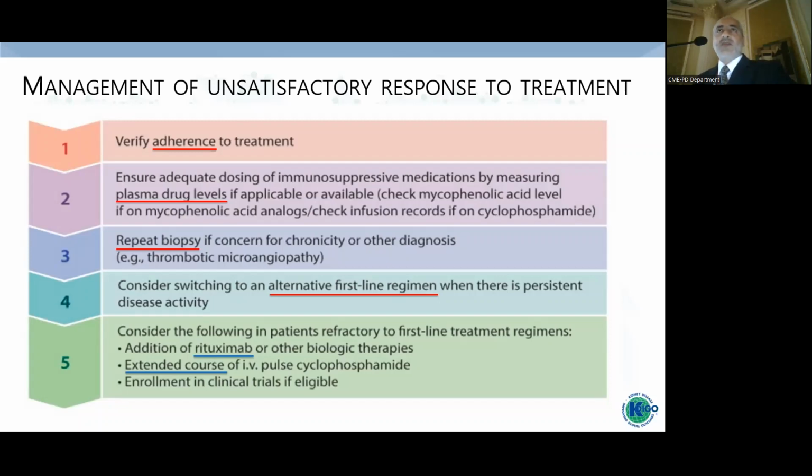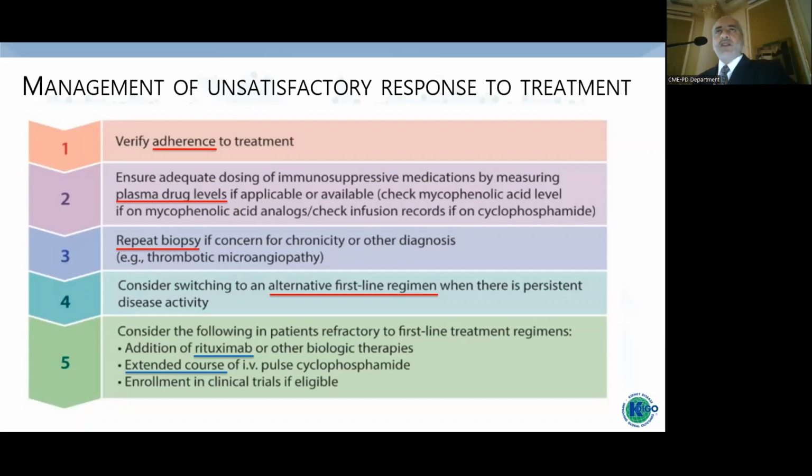Or repeat biopsy. Sometimes we might repeat biopsy. Sometimes patients will progress from one stage to another, either class 2 progressing to class 3 or class 4. Class 3 or class 4 could progress to combined class 3 or 4 plus membranous nephropathy. So sometimes we need to revise the treatment according to the new biopsy.